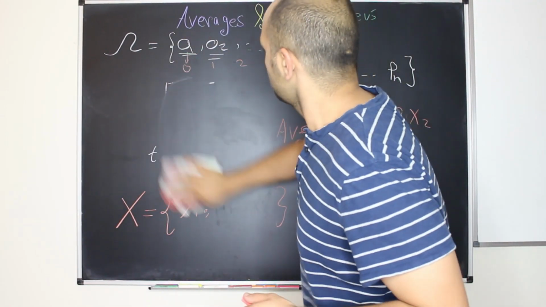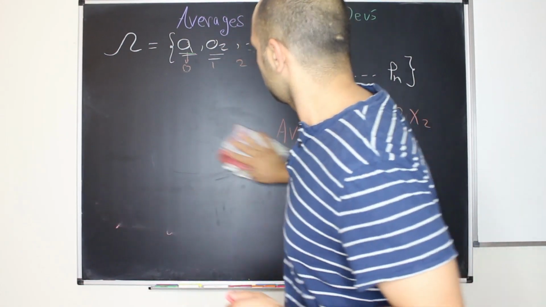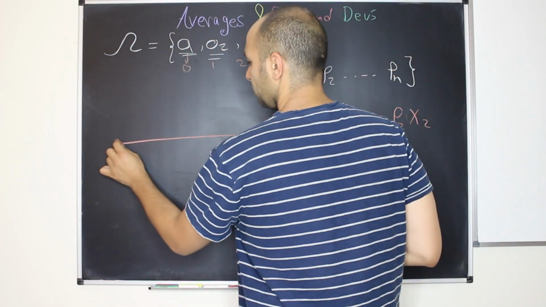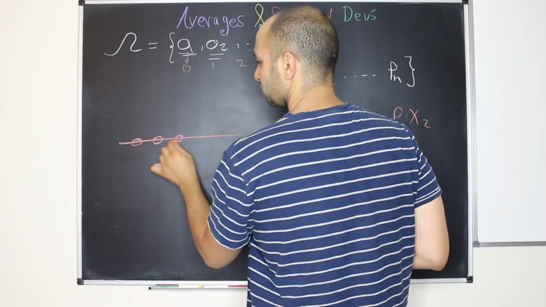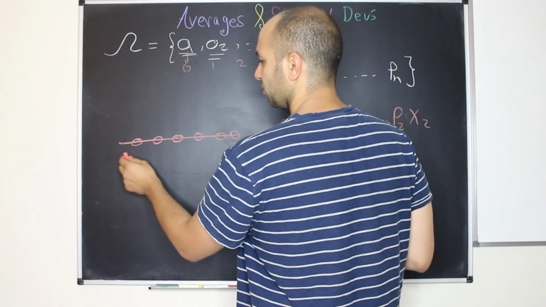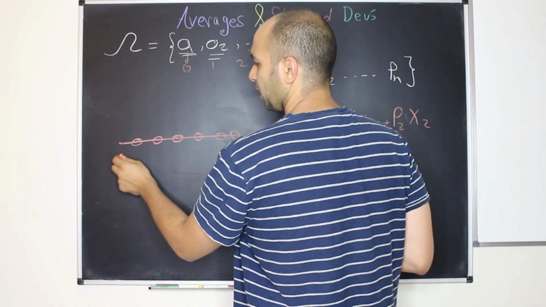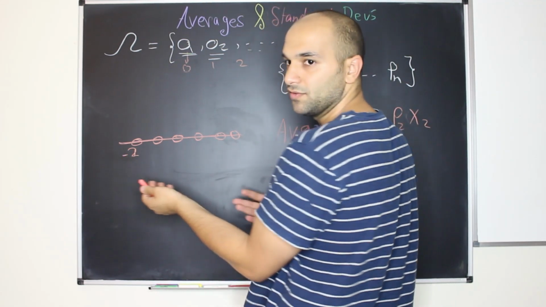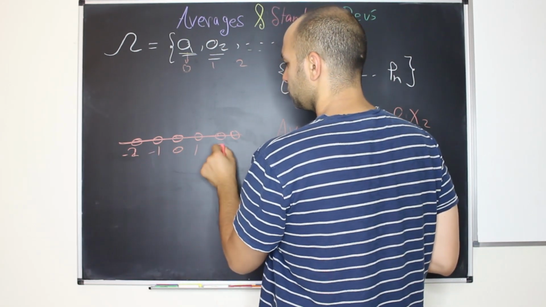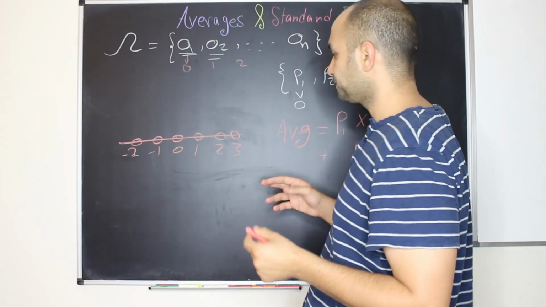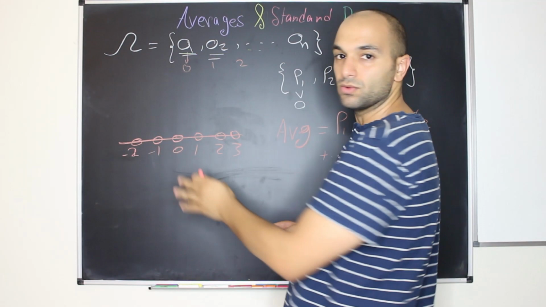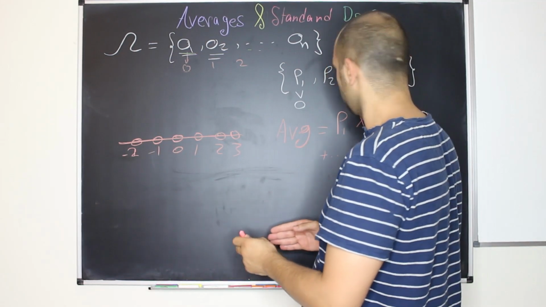Well, let's look at it from a pictorial way. So let's say, here are my outcomes. And let me just give them numbers. Like this, let's say -2, -1. You could give it minus or plus. -2, -1, 0, 1, 2, 3, for example. What is the average? Let's say each one of these has equal probability, right?